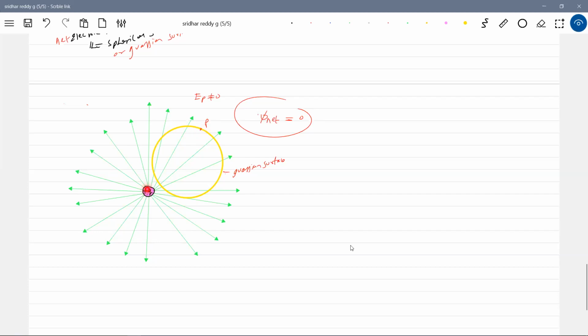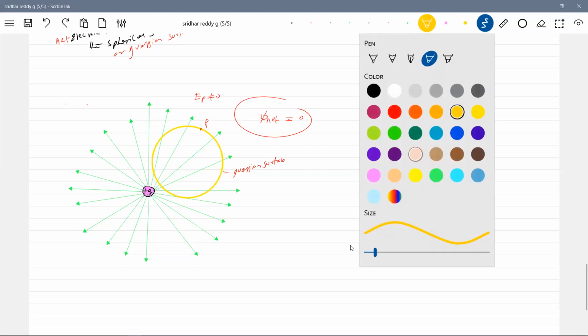Okay, now if you bring this point charge inside, the field strength will change. The flux will be non-zero. Let's take another one. So I have a, let me take the thin Gaussian surface.